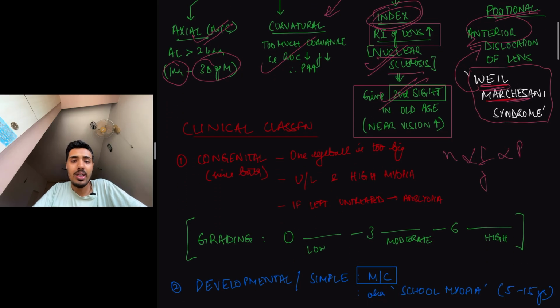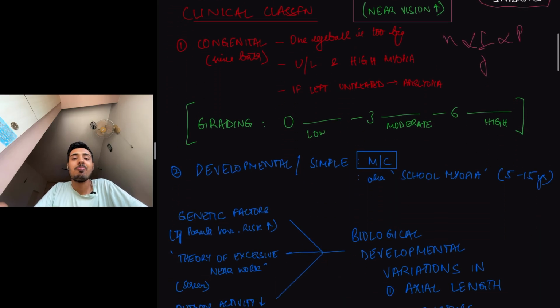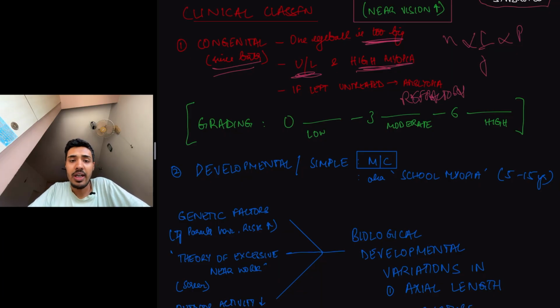Now let's go to the clinical classification, which is more important. Now congenital myopia is present since birth. Why? Because one eyeball is way too big. So this leads to one eyeball being much bigger than the other, and it will cause unilateral and very high degree of myopia. So if you leave it untreated, it will lead to refractive type of amblyopia. So you should not leave it untreated. You should correct the refractive error immediately.